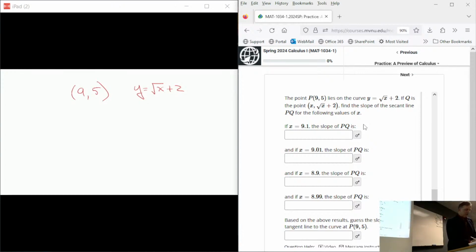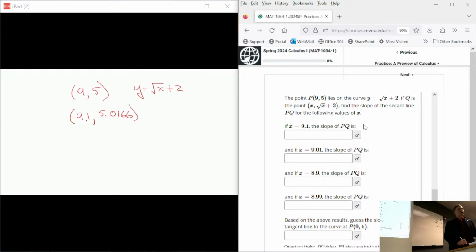So what I'm going to have to do is compute. For the first one, I have to find the value of y that corresponds with 9.1. I'm just going to do this on my calculator. I just do the square root of 9.1, and then add 2 to that. And I got 5.0166.